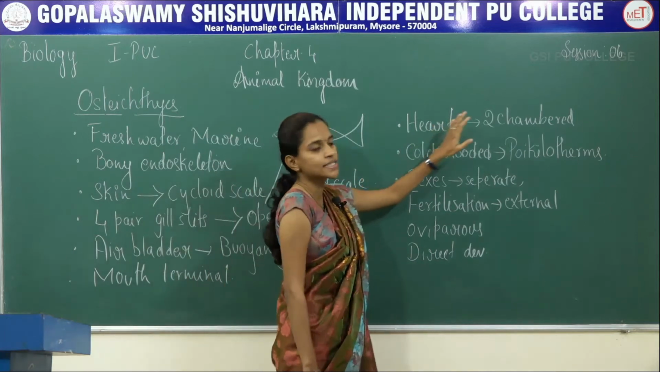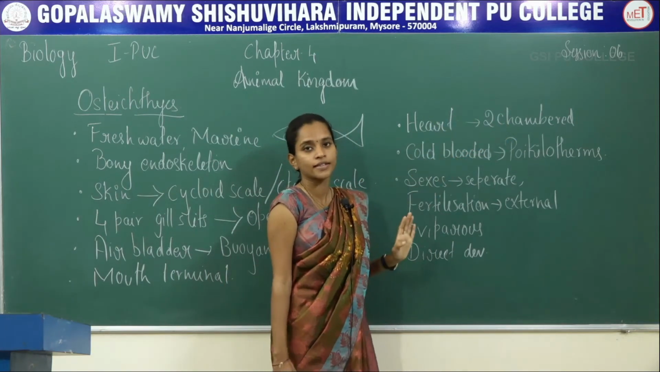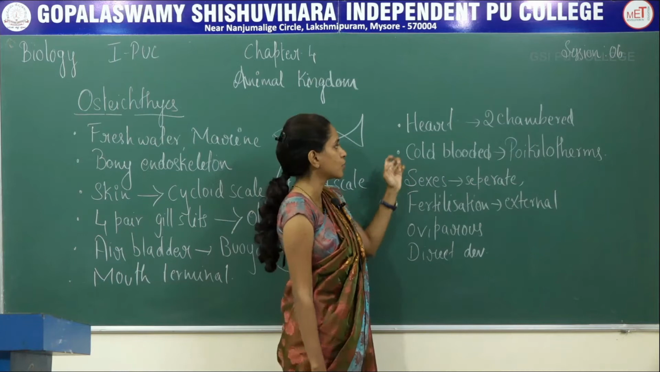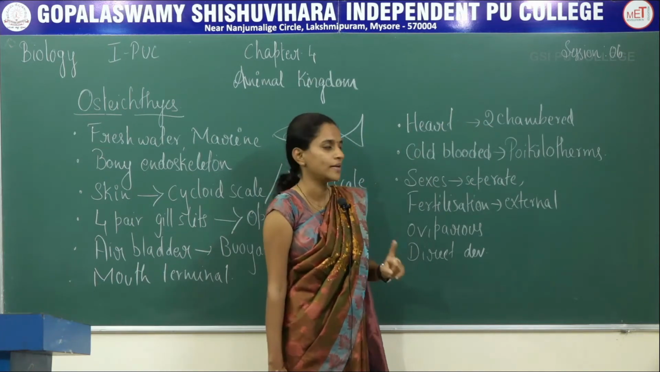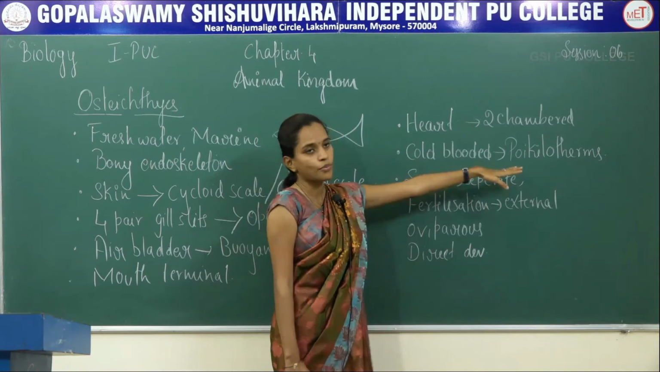Here the heart is 2 chambered, just like Chondrichthyes. These are similar characters between both of them. They have a 2 chambered heart with 1 auricle and 1 ventricle. These are cold-blooded or poikilotherms.